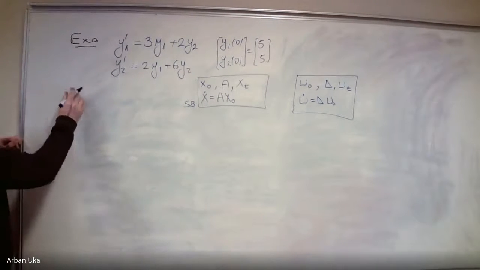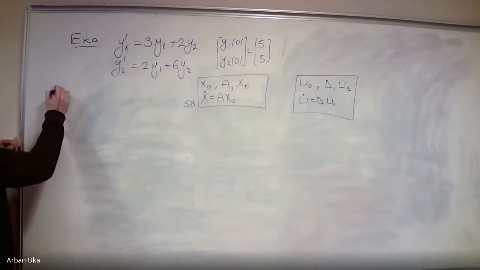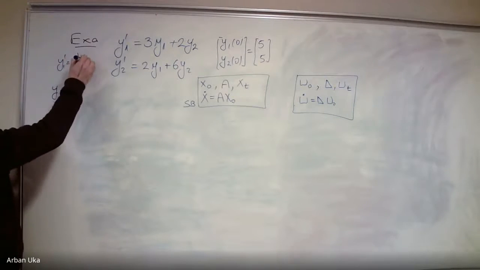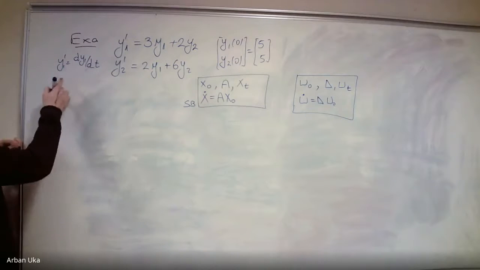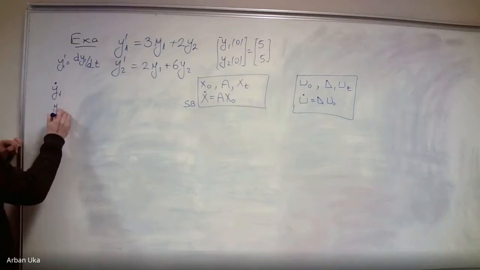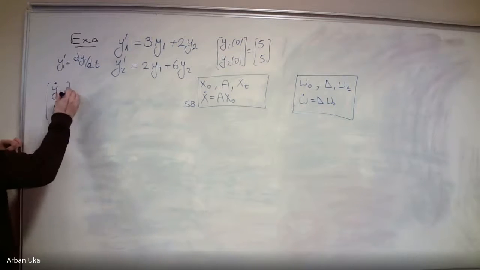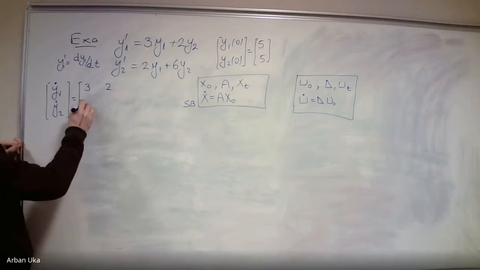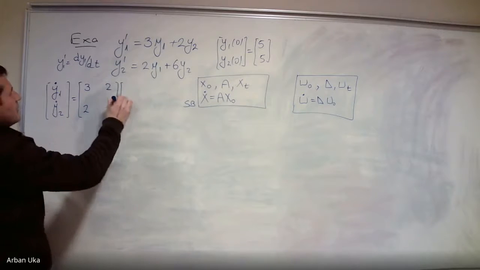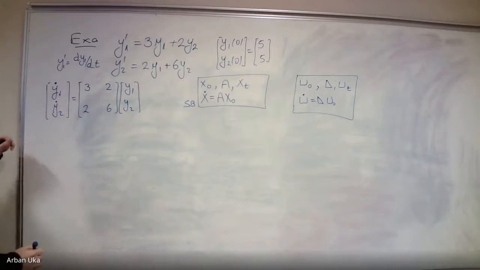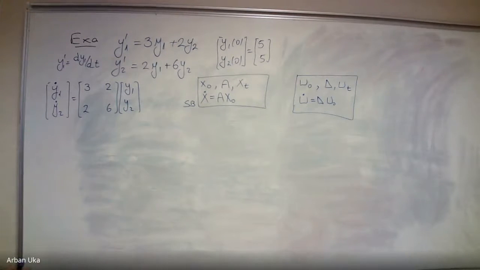So now let's try to write both of these expressions. Here, this is defined as dy1 with respect to time. So this we denote the derivative, let me use a dot here. This is y1, this is the derivative of y2. This is equal to 3, 2, and 2, 6, multiplied by y1, y2. Okay, so this is the first expression.